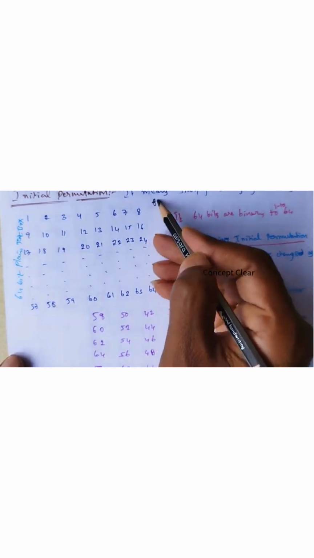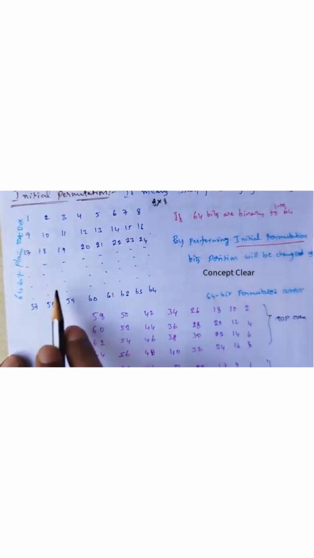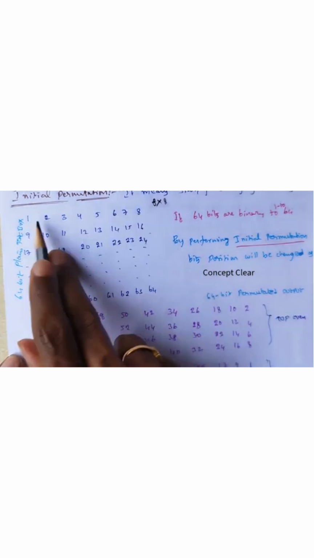Initial permutation means it is simply changing the bits position. See here, these are the bits. I am writing an 8 by 8 structure: 1 to 8, 9 to 16, and like that up to 57 to 64. This is the initial plain text bits, the plain text box. By performing initial permutation, the bits change position like this.